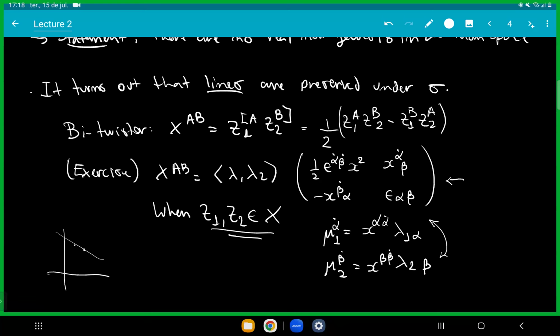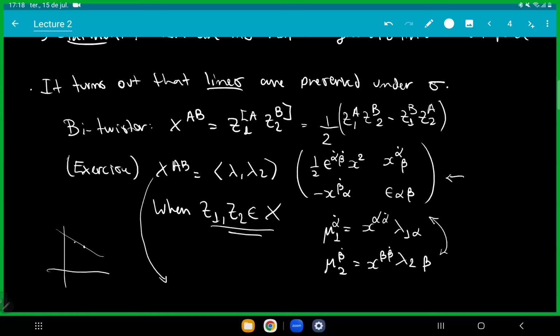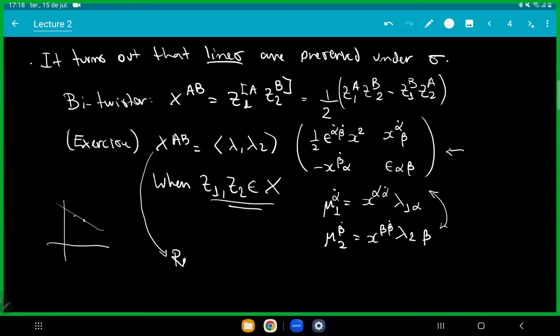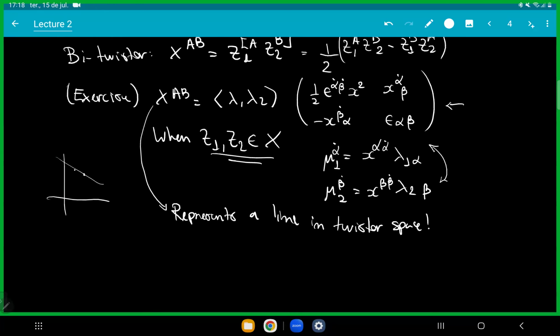So what I'm saying is that if I write this down, this thing over here defines a line. It represents a line in Twistor space. And since you can write a line in this way, you can coordinatize it in terms of a bi-twistor. This means we can try to see what happens if you apply this hat conjugation.